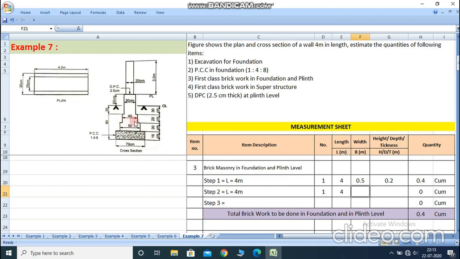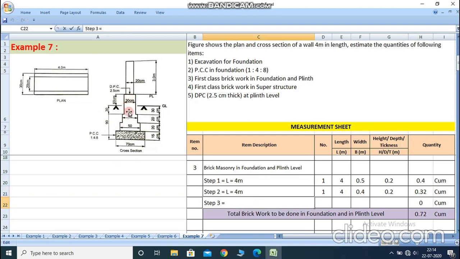The width we see from the cross sectional part, so we calculated the second step. So here 40 centimeter is given as the width of the brickwork. For the second step, 40 centimeter converted to meter is 0.4, and then the thickness of the second step brickwork is 20 centimeter, converted into meter it's 0.2. Now the multiplication of 1, 4, 0.4 and 0.2 is 0.32 cubic meter.